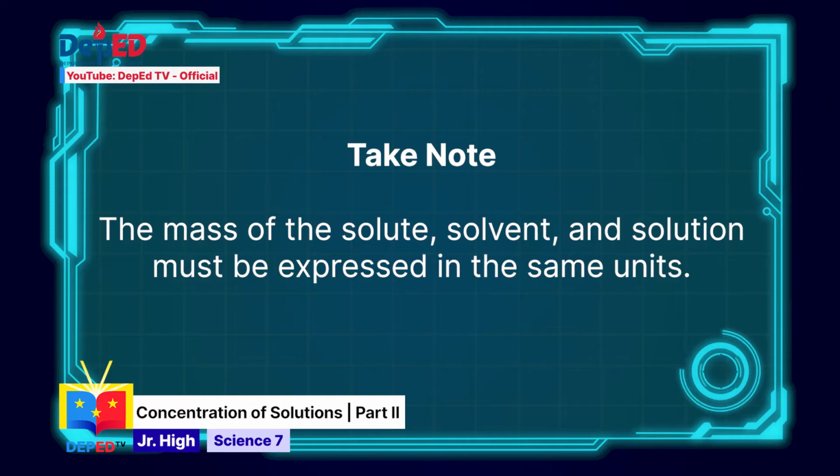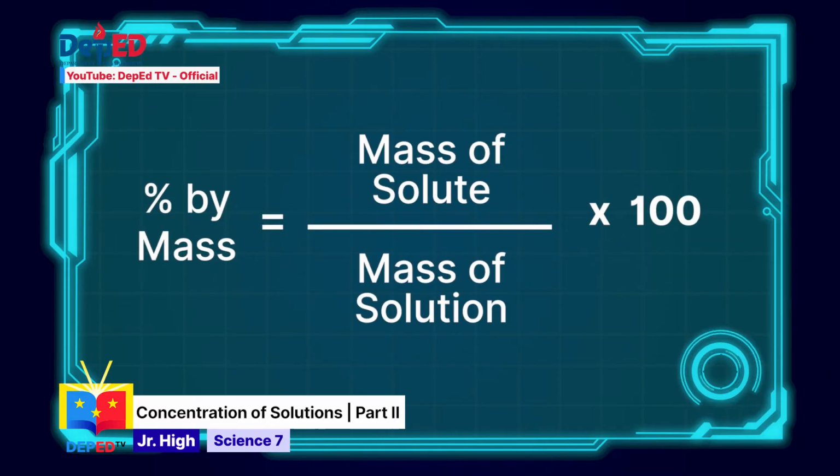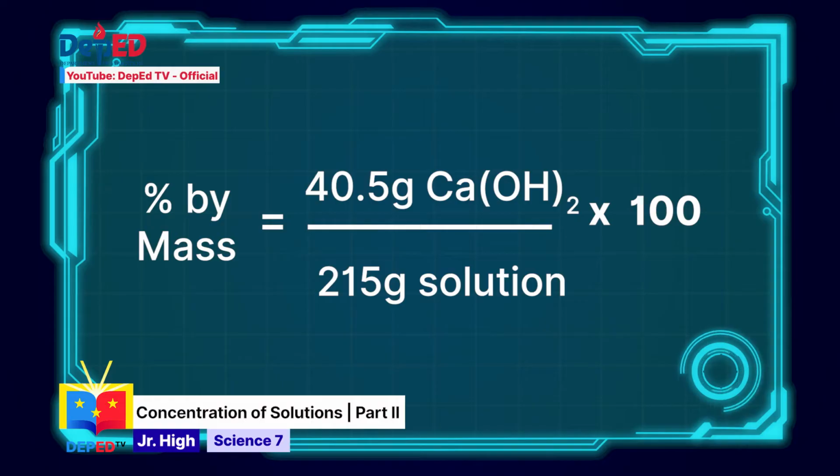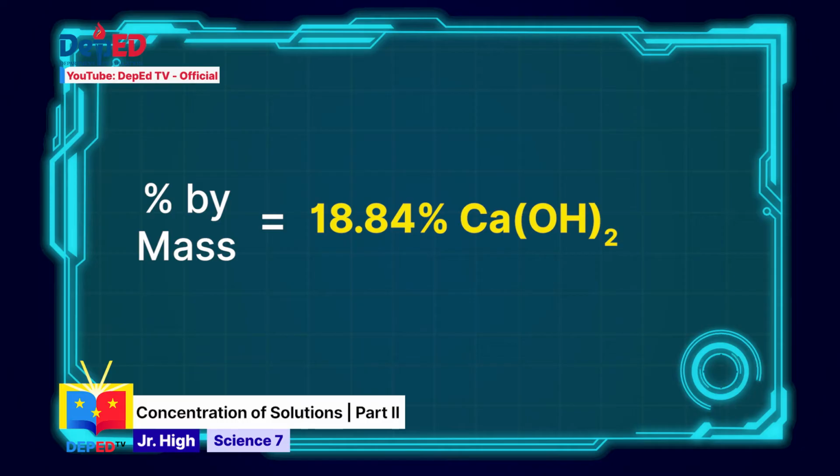Take note that the mass of the solute, solvent, and the solution must be expressed in the same units. We will use this formula to solve the problem. Percent by mass is equal to mass of solute divided by mass of solution multiplied by 100. Let's solve the problem by substituting the given values in the formula. Percent by mass is equal to 40.5 multiplied by 100 divided by 215, which is 18.84. The concentration percentage of calcium hydroxide in the solution is 18.84%.